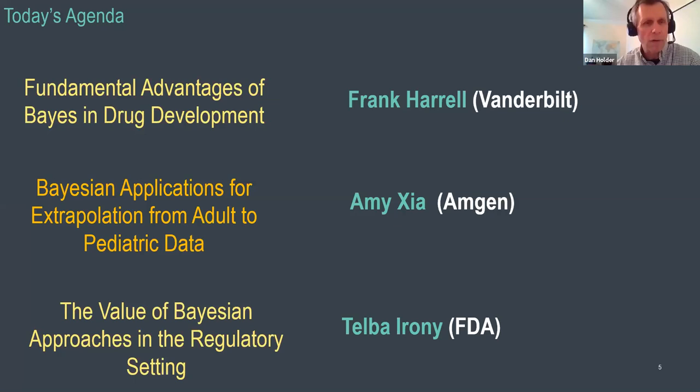First, we'll have Frank Harrell from Vanderbilt talk about fundamental advantages of Bayes in drug development. And then we'll have Amy Xia from Amgen talk about Bayesian applications for extrapolation from adult to pediatric data. And then Telba Irony from the FDA talk about the value of Bayesian approaches in the regulatory setting.